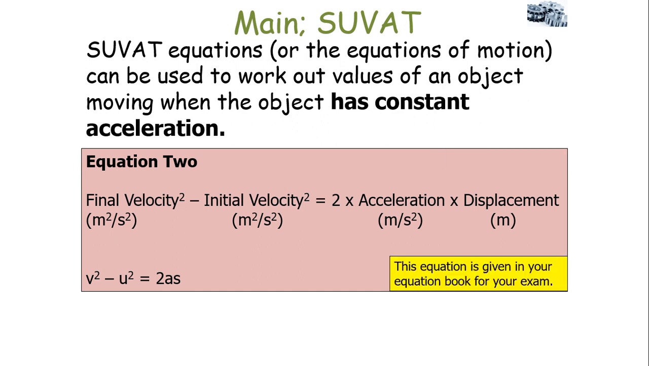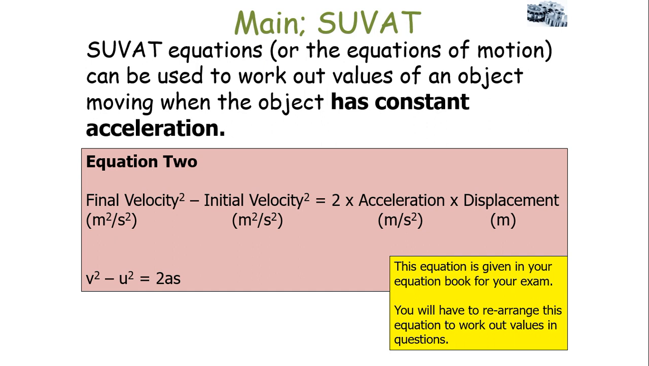Now, this equation, you don't have to memorize it, but you've got to be able to use it, because it's one of the equations which is given to you in your equation sheet, in your equation book for your exam. But you will probably, if you're doing higher tier paper, have to rearrange this equation to work out values in questions. So they're very unlikely to ask you to work out a term on one side, either 2as or v squared minus u squared. They're much more likely to ask you to work out acceleration or displacement or final velocity, for example, and rearrange the equation to make that term the subject.